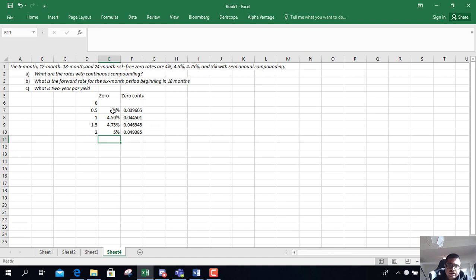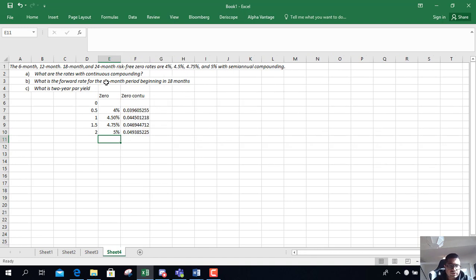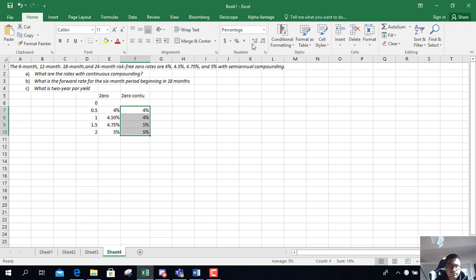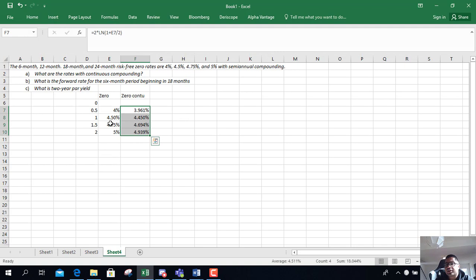So we found continuously compounded rate. How do you find continuously compounded rate? Frequency 2 into ln of 1 plus semi-annual compounding rate divided by 2 because the frequency was 2. So we found the continuous compounding rate for the corresponding semi-annual zero rate. Now we can find different things. So first is forward prices.